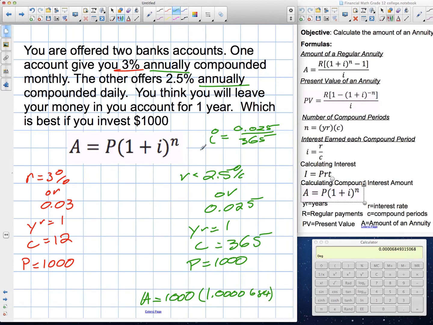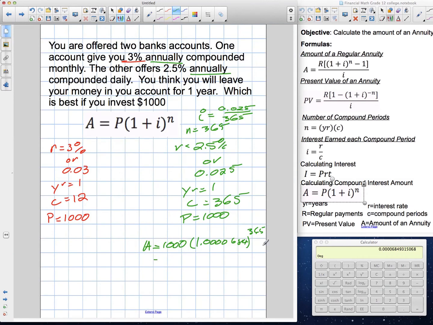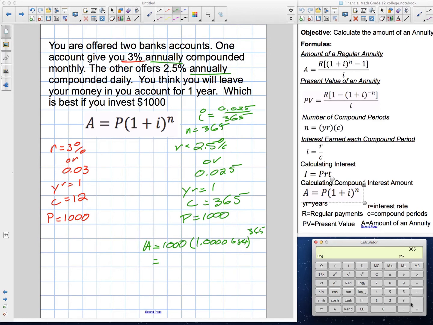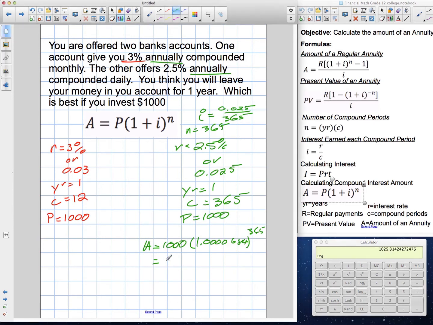Many of you, this is pretty far along. That's probably okay. The other thing we need to calculate is our number of years times our compound period. Because there's only 1 year, 1 times 365 is 365. Again, instead of rounding, I'm going to leave that large decimal, add 1 to it, and put it to the power of 365. I get another decimal times 1,000, and we get $1,025.31.